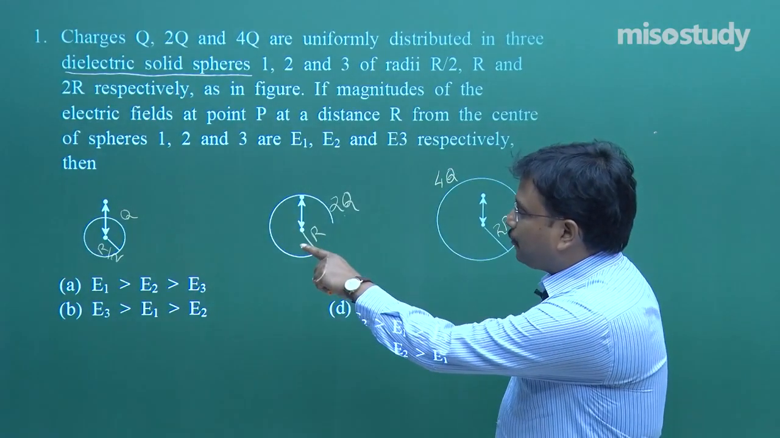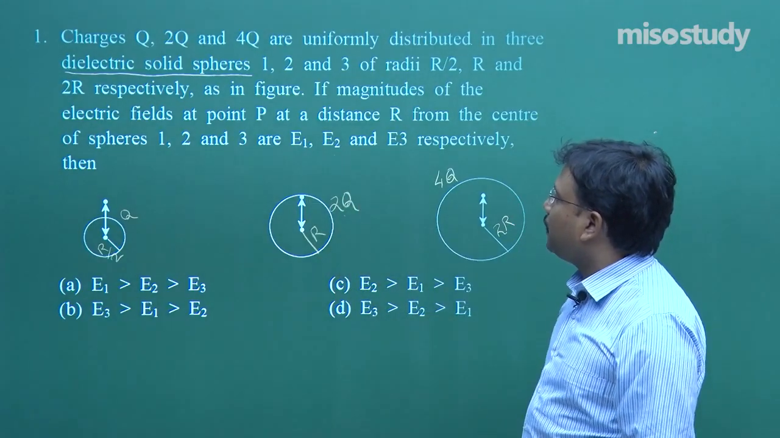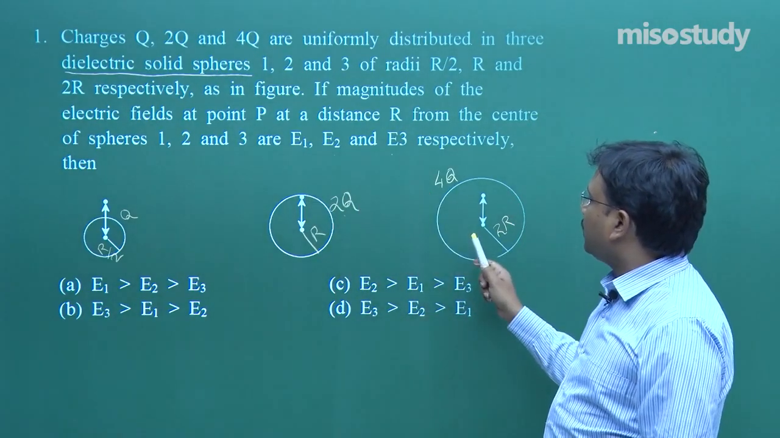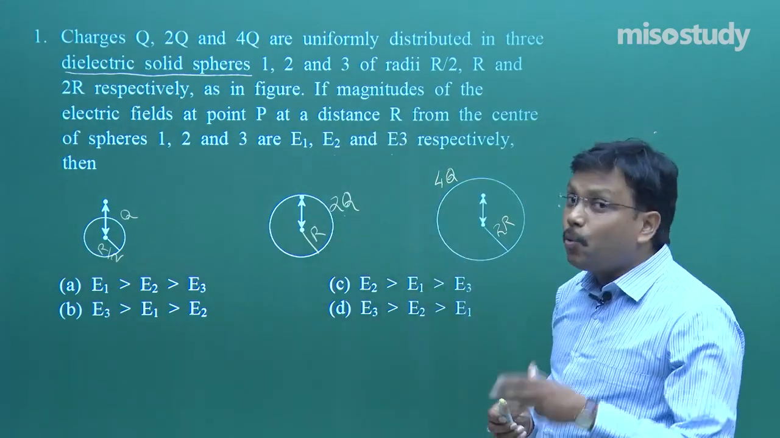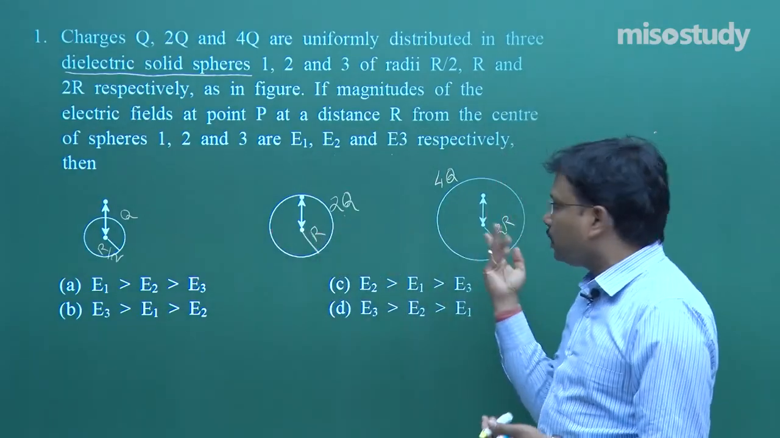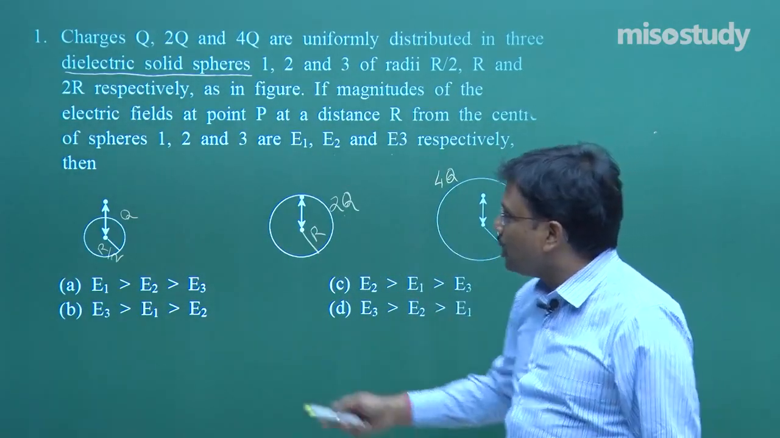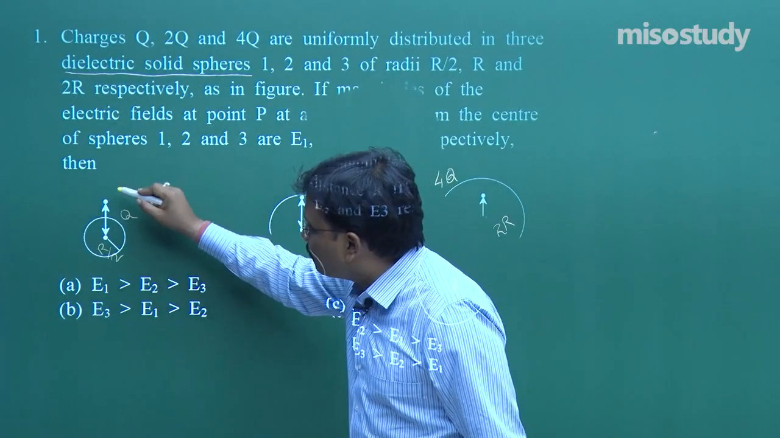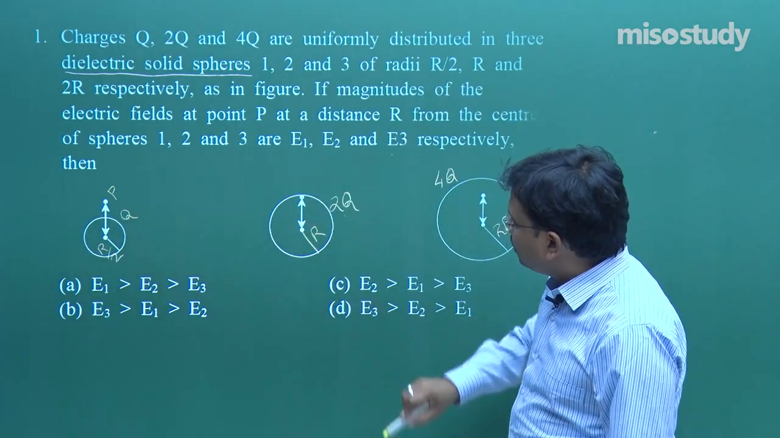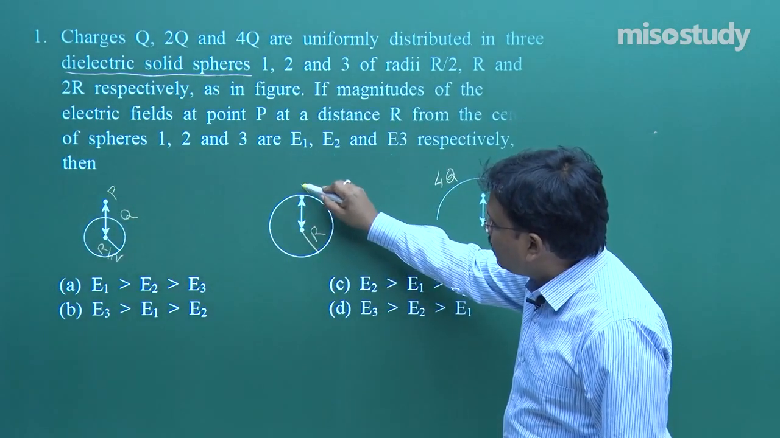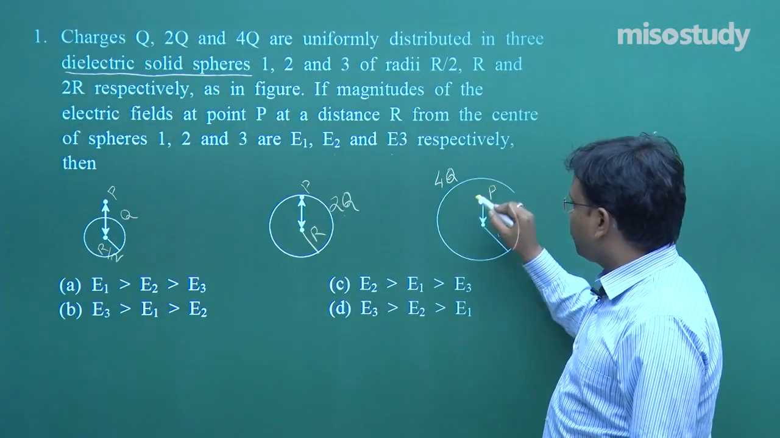now again what you will have to do? With sphere 1 electric field E1, with sphere 2 electric field E2, with sphere 3 electric field E3, at point P. So, where is point P? In the diagram it is not given. So, again rough sheet, rough work. For this small sphere this is point P. For this second sphere this is point P, and for this sphere this is point P.